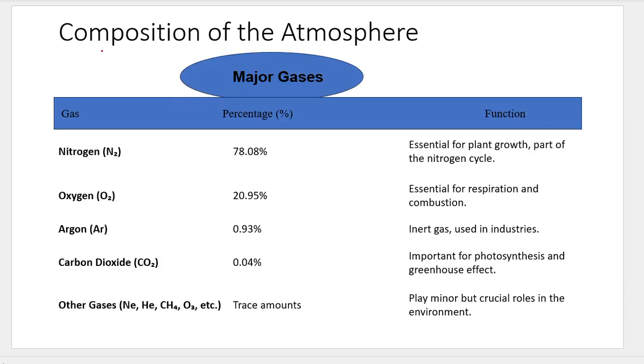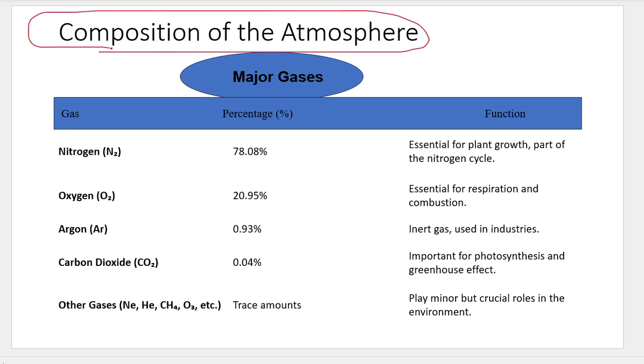Then the composition of the atmosphere. The atmosphere is mainly composed of gases, and the major gas is nitrogen. It makes up 78.08% of the atmosphere, a high quantity. And what is the function of this nitrogen gas? It is essential for plant growth and is part of the nitrogen cycle. Nitrogen is important for plant growth; it is taken up by plants for their growth.